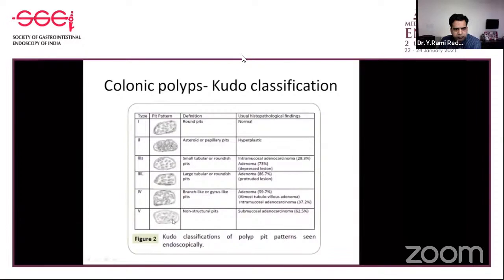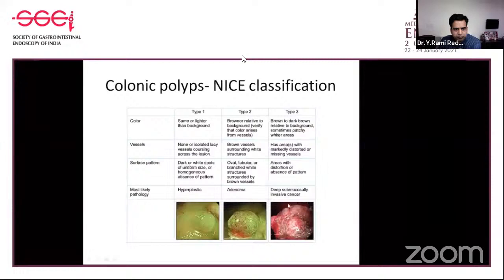And when there is a loss of the mucosal pattern or a loss of structure, then it's more likely to be adenocarcinoma. Look at this bizarre appearance. The NICE classification also gives it very nicely. Here you see that the NICE classification divides it into types 1, 2, and 3 and takes into account the color, vessel, and surface pattern. Why do we need to know all this? Because that is going to help us decide how deep we are going to cut.